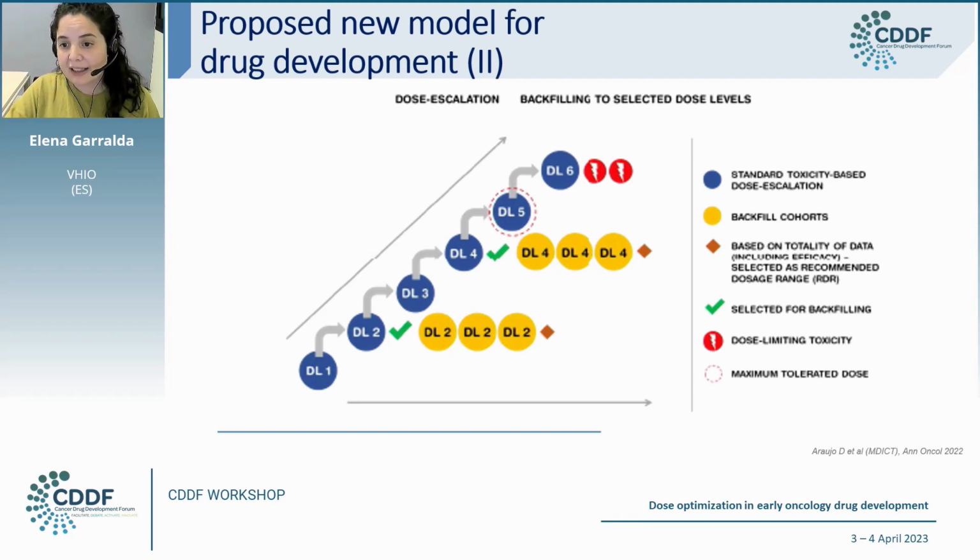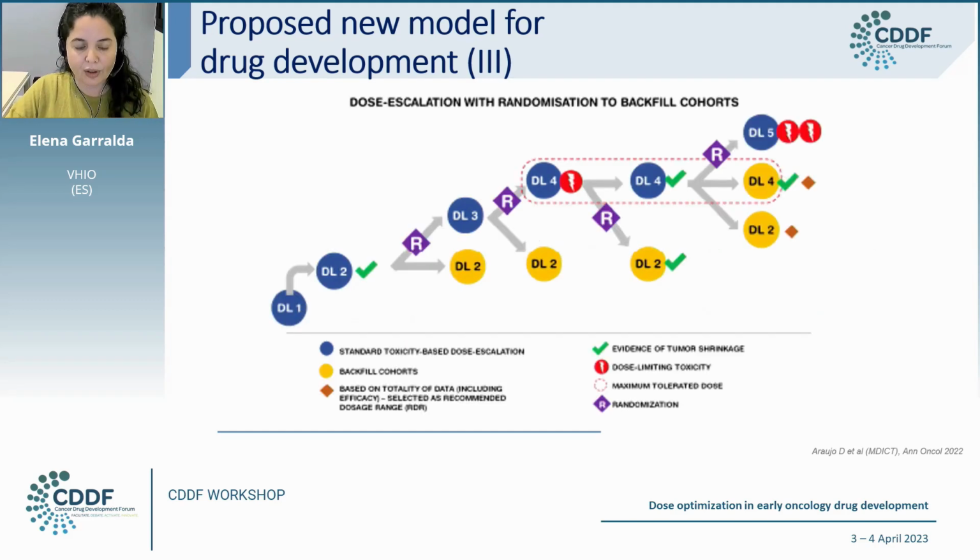And the reality is that there are many designs that can fit in phase 1 where we can have more information about these doses. For example, some is actually backfilling in selected doses. So once again, you have selected these dose ranging doses. You can backfill to selected doses in order to have more information. And once again, this information is based on the totality of the data. These are the doses that you are going to move forward for backfilling.